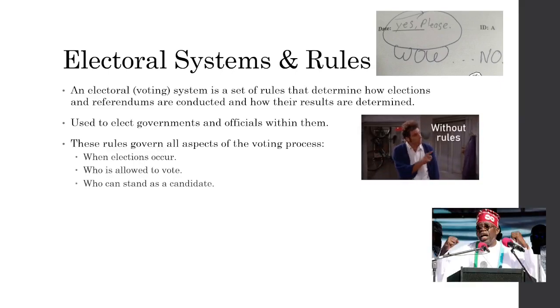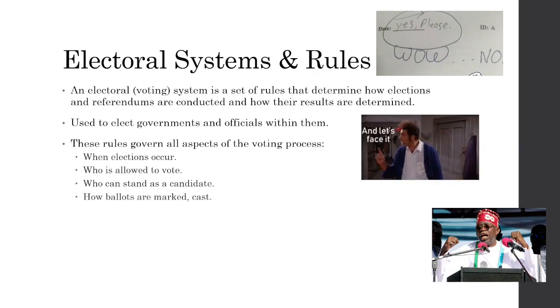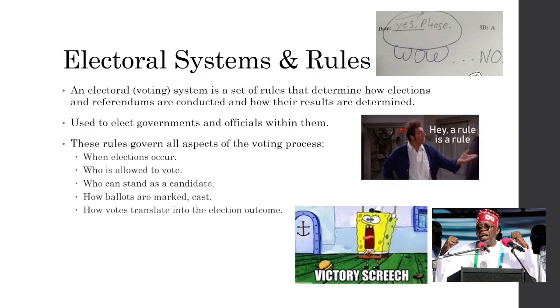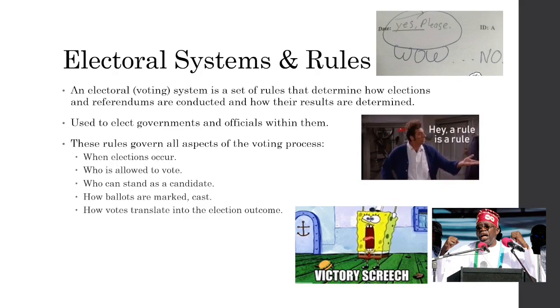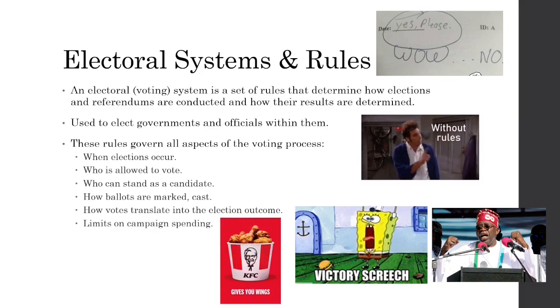Who can be a candidate? Do they have to belong to a certain political party? Do they have to be a certain race, a certain religion? Do they have to be a certain age or have any experience in political science? How the ballots are marked and cast, as well as how votes translate into the election outcome. Are they proportionally set? Or is it winner takes all if they get the most votes? There's also limits on campaign spending. Do they have to spend a certain amount, a minimum or a maximum, on their electoral campaign?